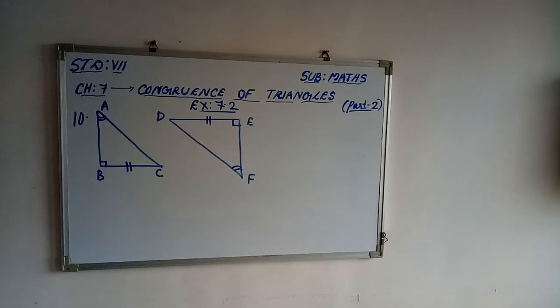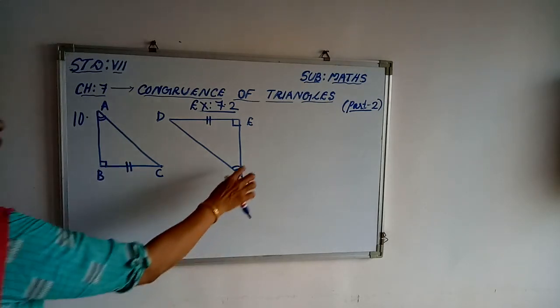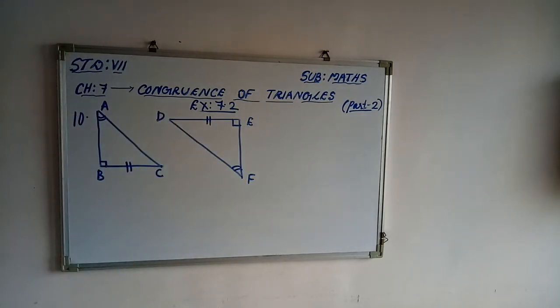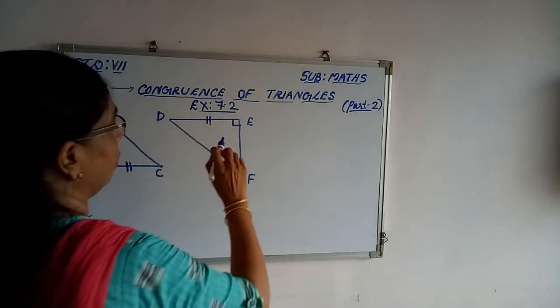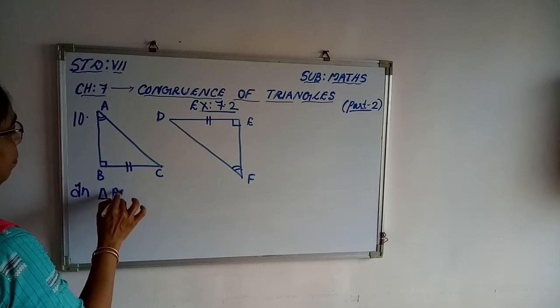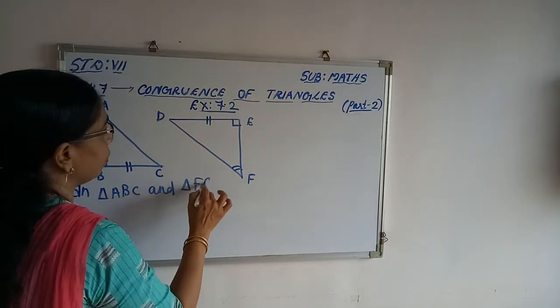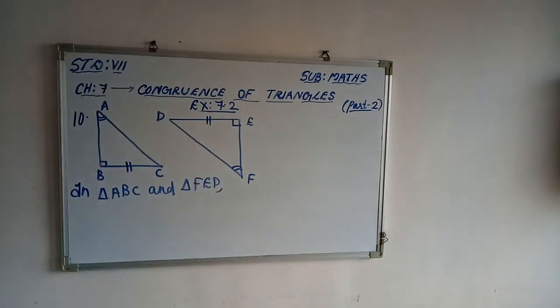Now question 10. It is given: explain why triangle ABC is congruent to triangle FED. That means with reason. You have to explain why triangle ABC is said to be congruent with triangle FED. So first we can write what all things are given. So in triangle ABC and triangle FED, what all things are equal, given?